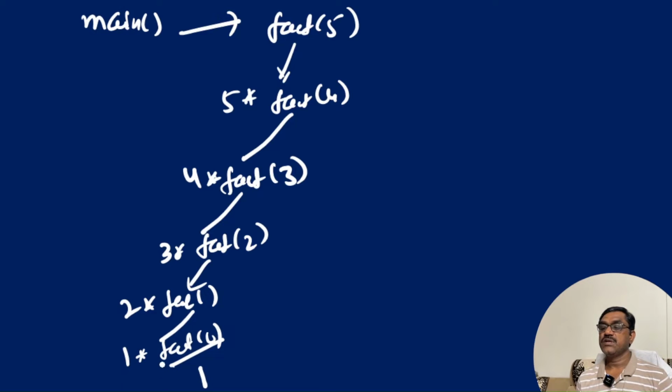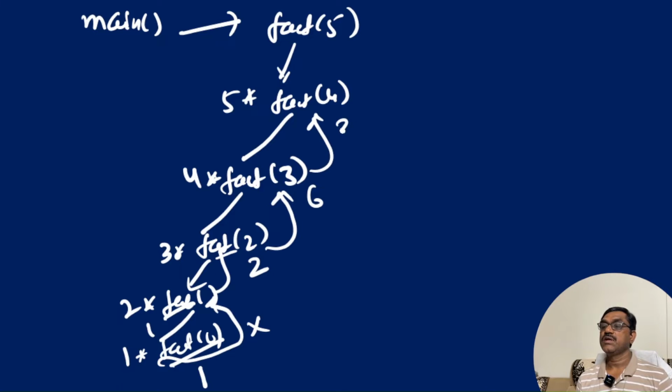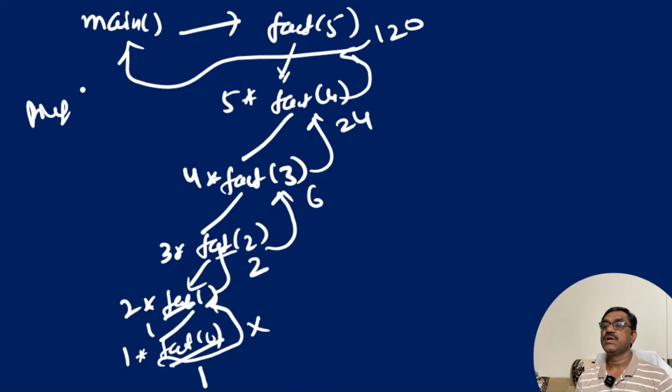Fact of 0 value is 1, and after that it is coming back, and this function is not there in the stack. So 1 is written back here. 1, how much? 1, 2 into 1, 2. Here we are getting 2. Next 3 into 2, we are getting 6. Here we are getting 24. Here we are getting how much? 120, and that is written to the main. In the main we are printing 120. So this is the logic of recursion to find the factorial of a given number. After this, we will see the Fibonacci number.